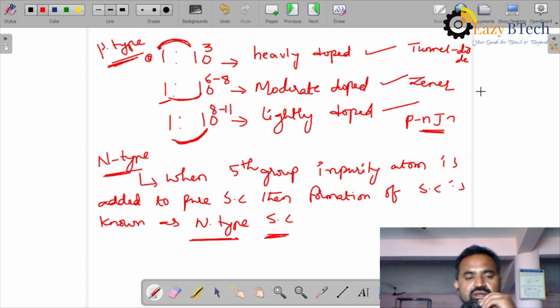Okay students, today we will conclude it. These are p-type and n-type semiconductors.